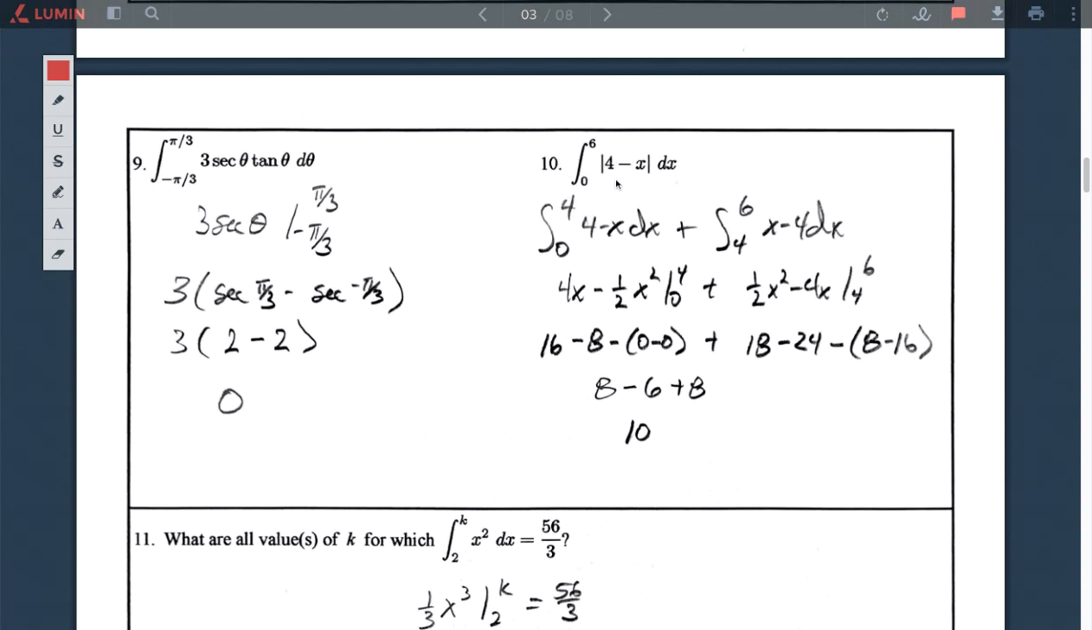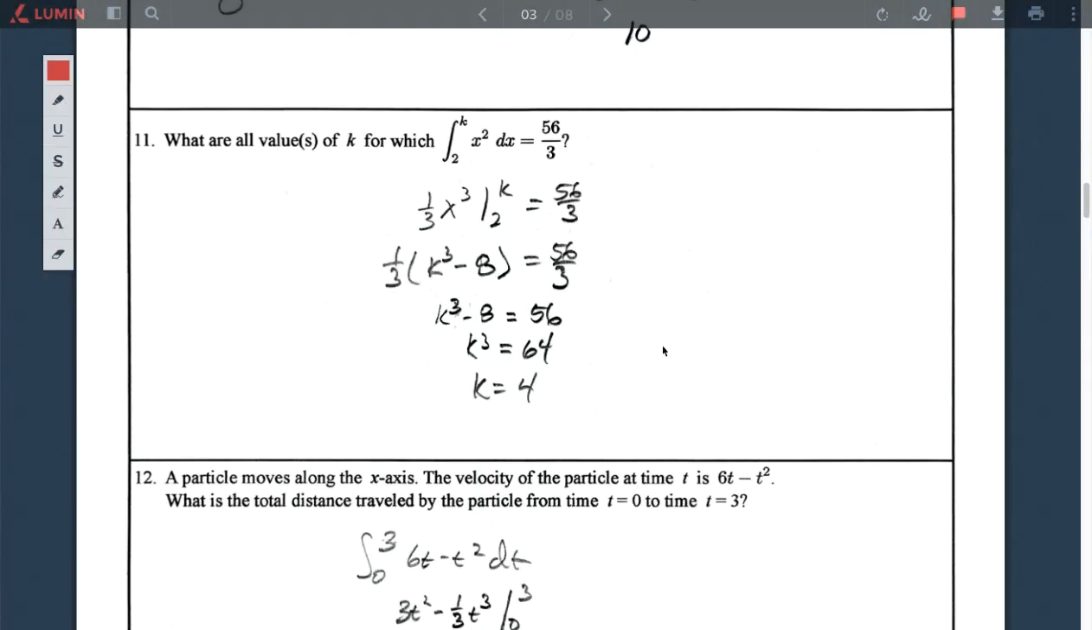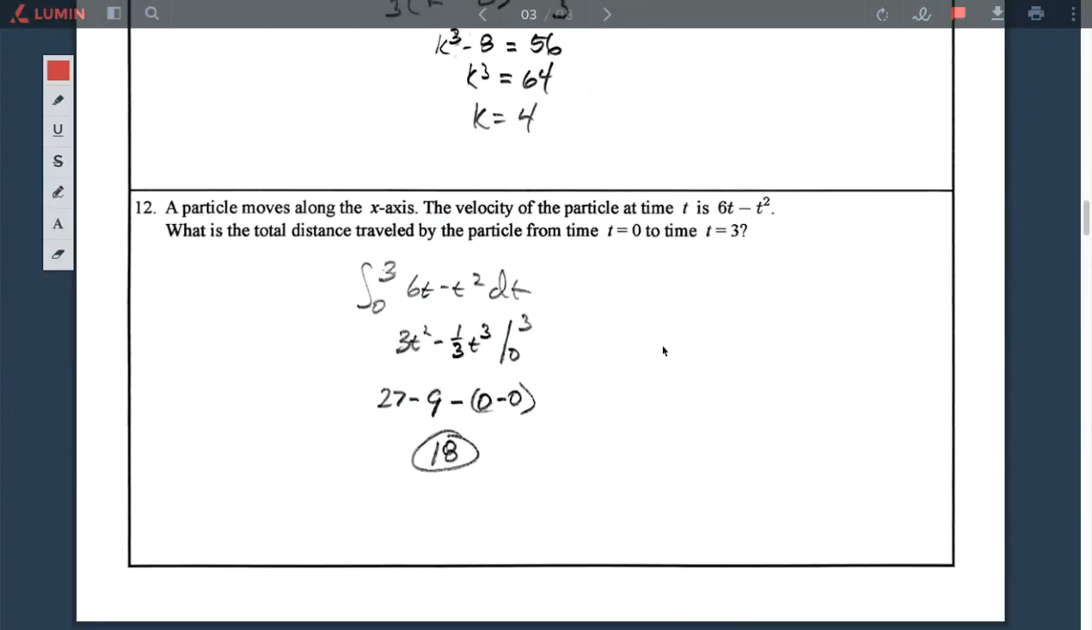Number 10, set the inside equal to 0. When I set the inside equal to 0, I get 4. So that means I need a 0 to 4, and then I need a 4 to 6. Again, pick a number in between 0 and 4, so I'm going to pick 1. 4 minus 1 gives me a positive number, so that means I want 4 minus x here, and that means the opposite has to go here. Then it's just a matter of integrating and plugging in. Nothing fancy there. You should be able to handle the rest. We did 11 in class.